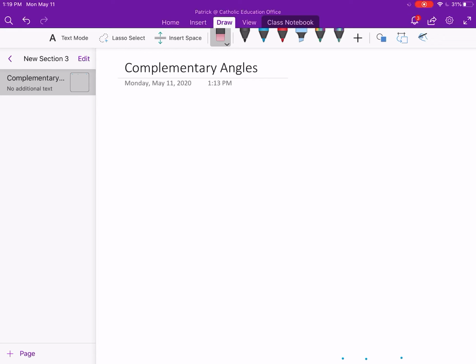So if you understood supplementary angles, then you're going to find complementary angles really easy. A complementary angle is based on 90-degree angles. So 90-degree angles are those perfect angles, right angles, and they make 90 degrees. This whole thing is 90 degrees.